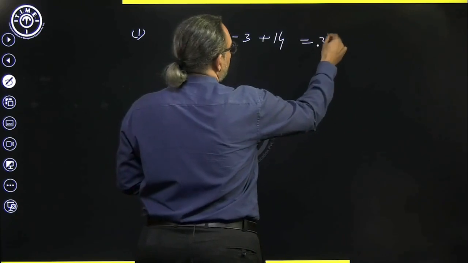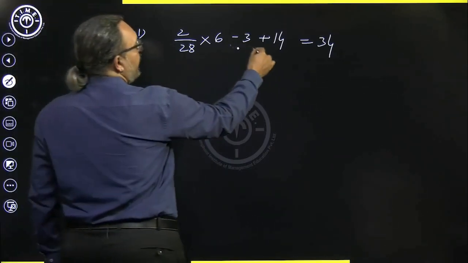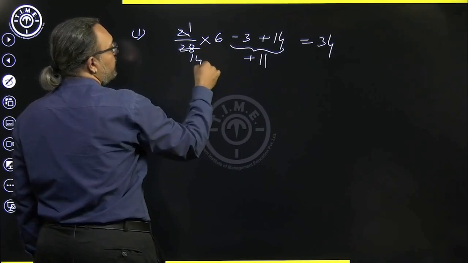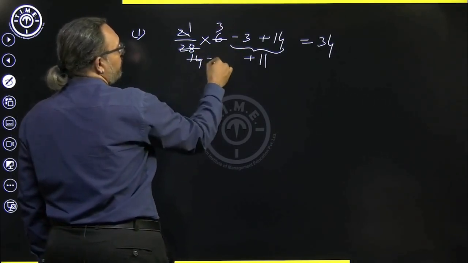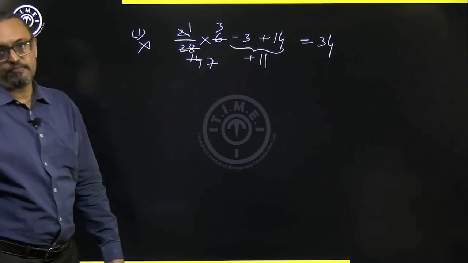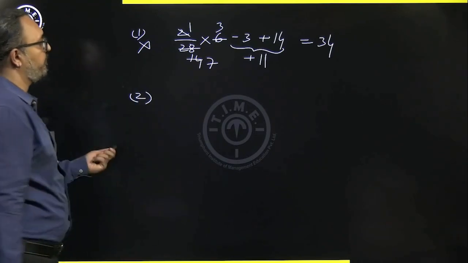That should be equal to how much? 34. So, will I get 34 here? Here basically I will get plus 11, correct, and here 2 goes, here 14, and here 3 and 7. So, obviously the first option does not work, because you will not get 34.